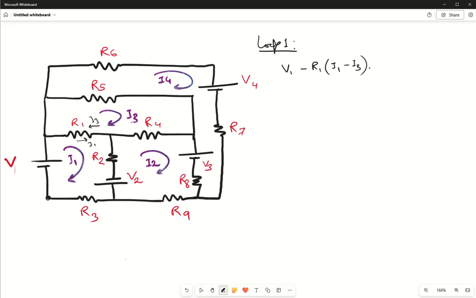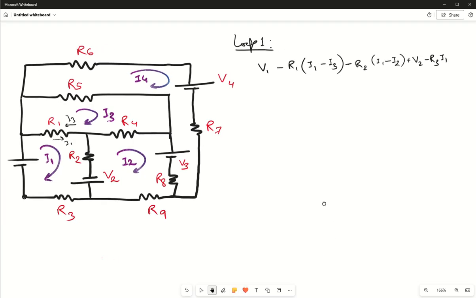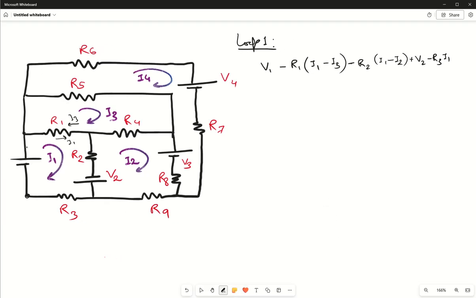Okay, the next will be minus of R2, and we have two currents, I1 minus I2. Then your voltage will be going from negative to positive, so this will be plus V2. Then next is R3, so for R3 it is only minus of R3 into I1. Okay, let's have some space. Okay, now we can complete our equation. So it is equal to 0.